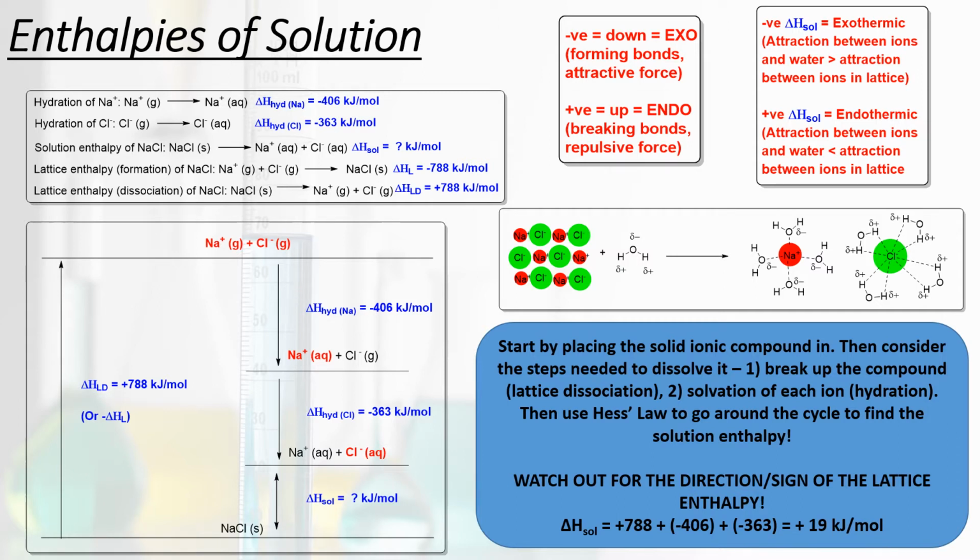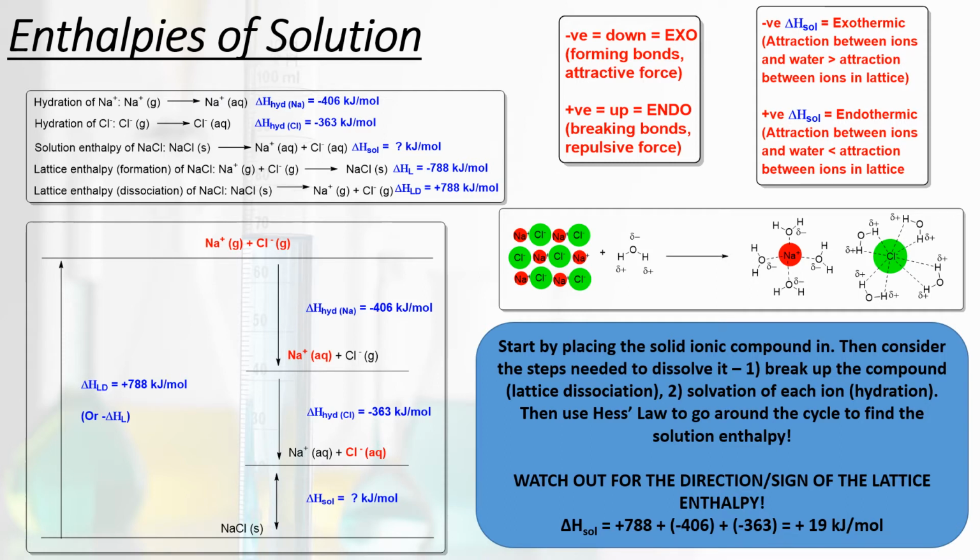So I'm going to draw on the hydration enthalpy for sodium, -406, exothermic, so the arrow goes down. The hydration enthalpy for the chloride anion again goes down, -363. And notice that when we write our equations, we're just changing the gas state symbol for an aq, aqueous state symbol.